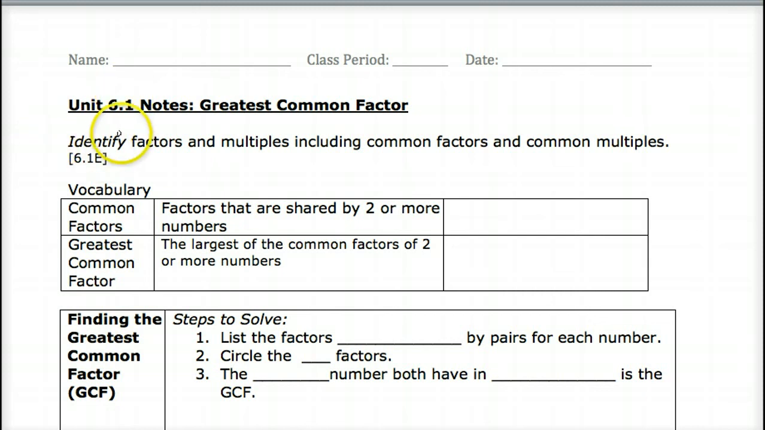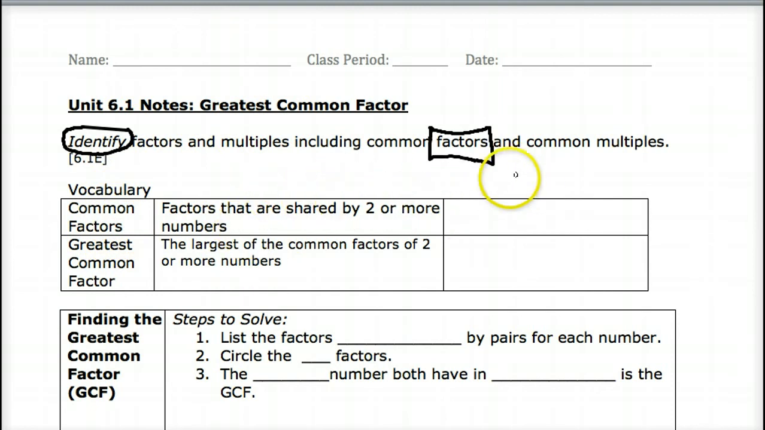Alright, today we are going to be identifying factors and multiples, including common factors and common multiples. These notes are mainly over the factors, so that's what we'll be talking about today. For the vocabulary, the first word is common factors. Common factors are factors that are shared by two or more numbers.